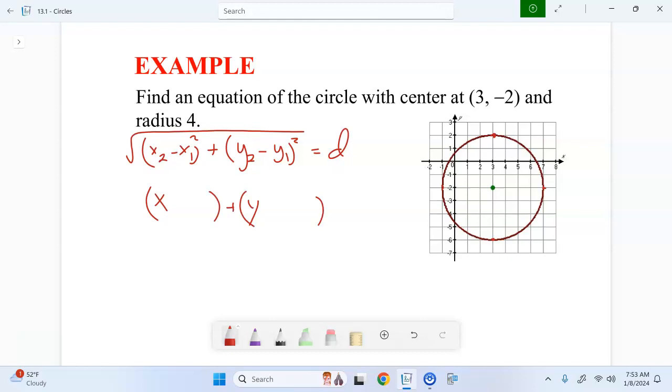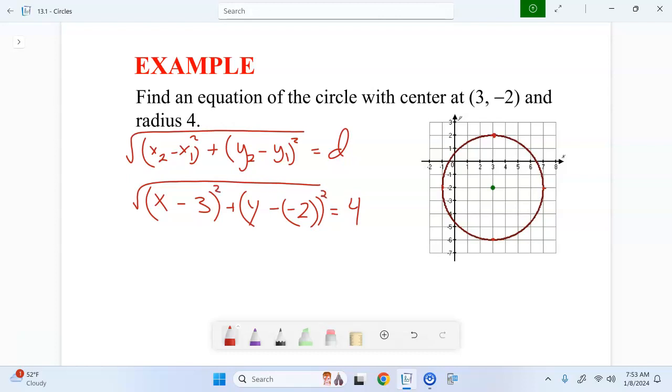Okay? So given the center 3, -2, what's the x value for the center? 3. So we're going to plug in x minus 3. What's the y value for the center? -2. So y minus -2, and then our distance was 4. Same idea. Don't forget our square.